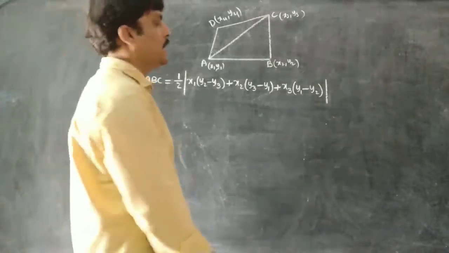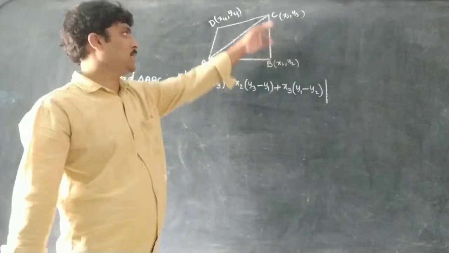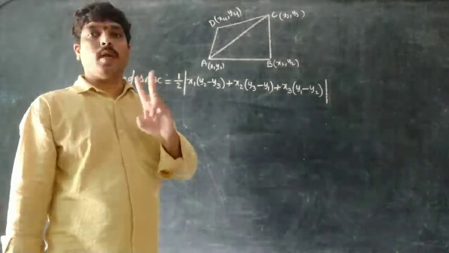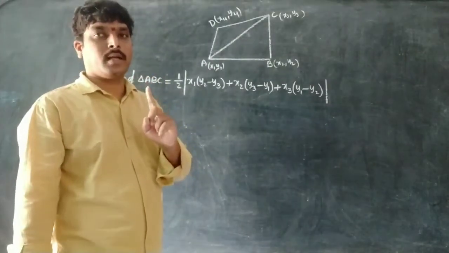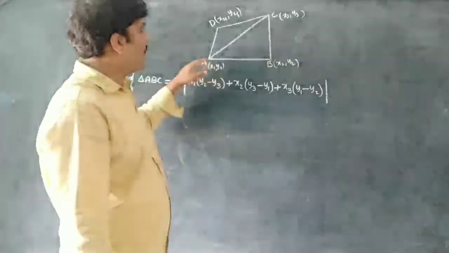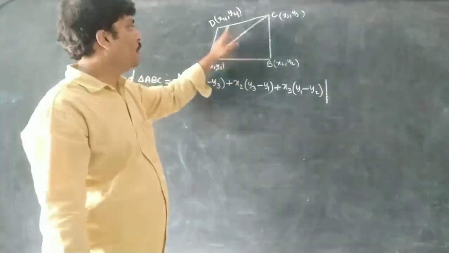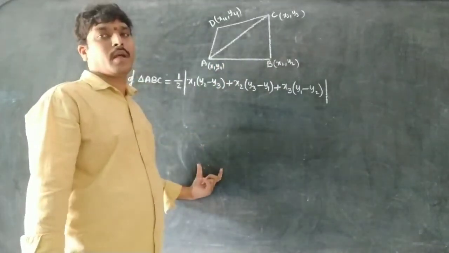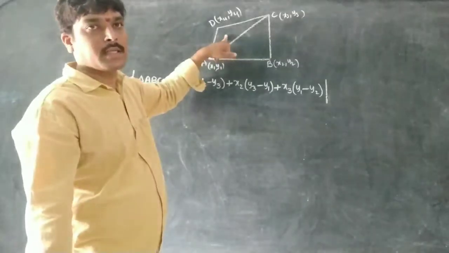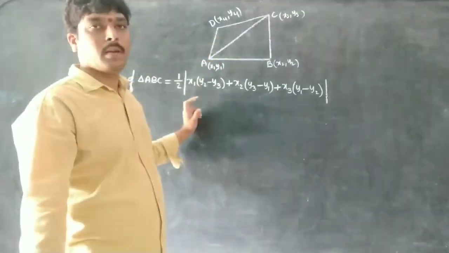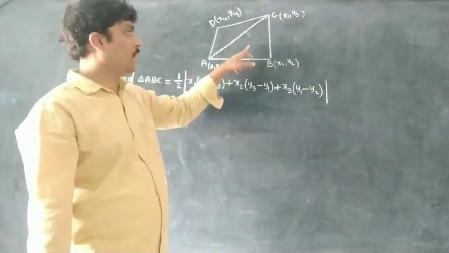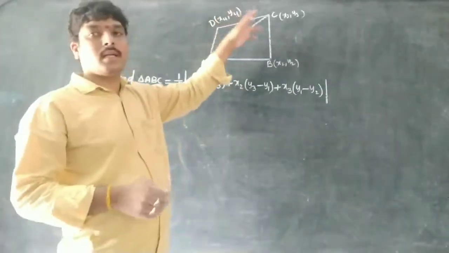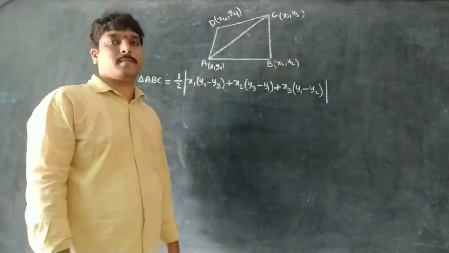Now we need to find area of quadrilateral ABCD. How to find area of quadrilateral? In a quadrilateral there are 2 diagonals. With the help of one diagonal, you should divide the quadrilateral. Now AC is joined diagonally, 2 triangles are formed. First triangle area you can find through the area of triangle formula, and second triangle ADC, that area also find with the help of this formula. After finding area of triangle ABC and area of triangle ADC, add both, you will get area of quadrilateral ABCD.